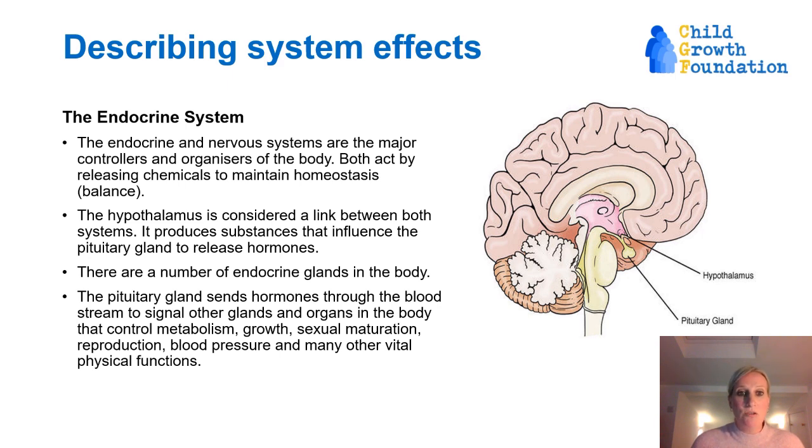And there are a number of endocrine glands in the body. The pituitary gland sends hormones through the bloodstream to signal other glands and organs in the body that control metabolism, growth, sexual maturation, reproduction, blood pressure, and many other vital physical functions.